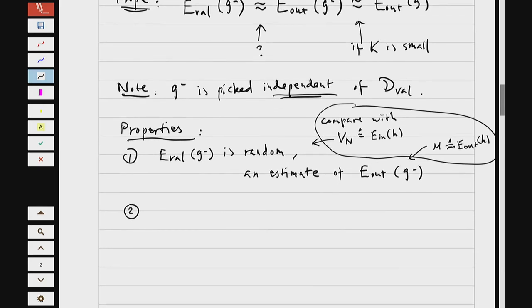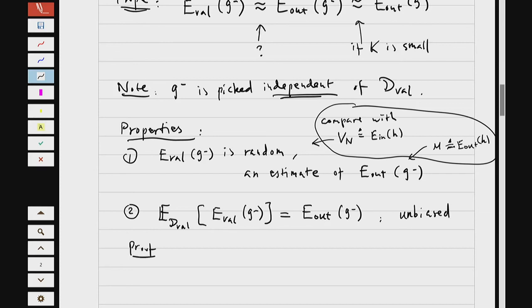So to show that it is unbiased, we have to ask, what is the expectation? The expectation is over the randomness of the validation set that you get. So this is E val of g minus, and I'll just claim that this is equal to E out. Therefore, this means that it is an unbiased estimator. How do we prove that the expectation of the validation error is equal to the test error?